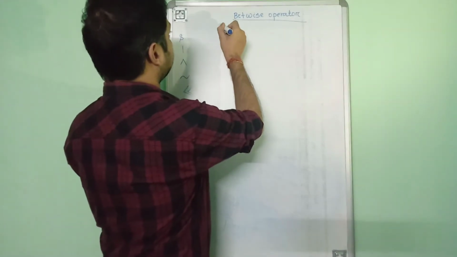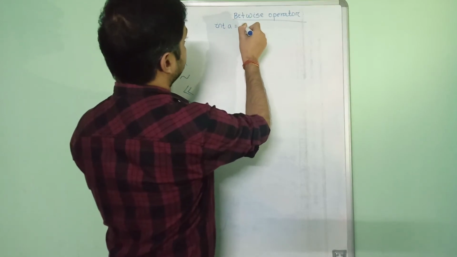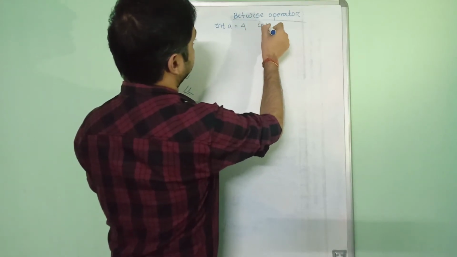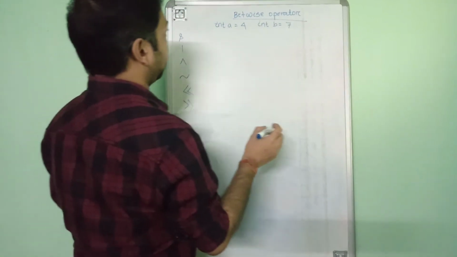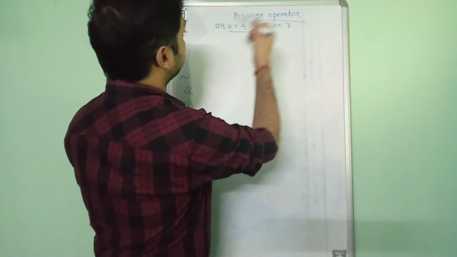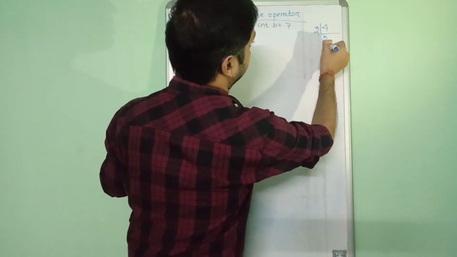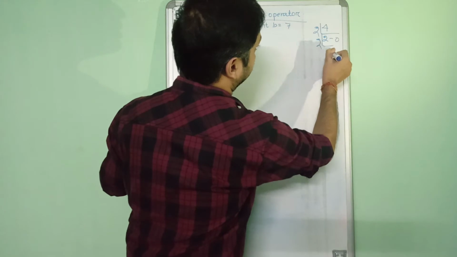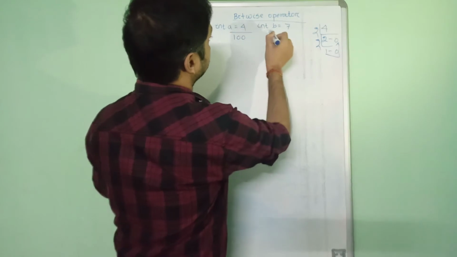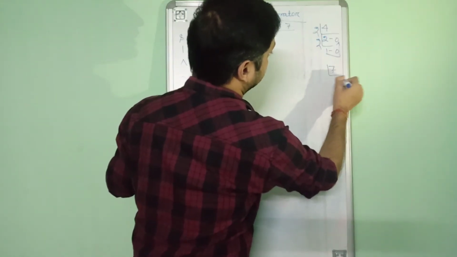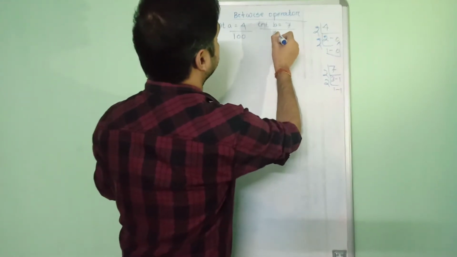First, let's take two variables: int a equals 4, int b equals 7. Whenever you are using a bitwise operator, you need to convert the number into bits. So how should 4 be converted into binary format? That is 2 squared, 2 to the 1 and 2 to the 0. That means 4 will be 1, 0, 0. Similarly 7 will be 1, 1, 1.